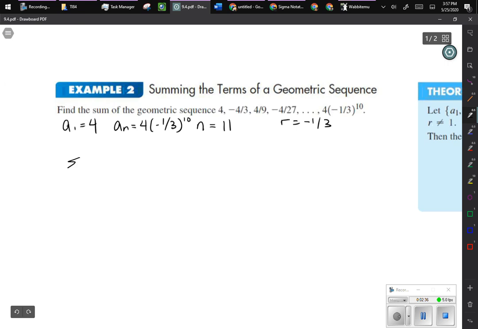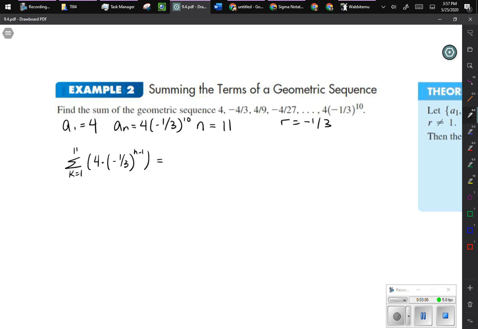So our summation from k equals 1 to 11, and our first number is 4, so this would be 4 times my common ratio, negative 1/3, raised to the n minus 1. All right, so that's my explicit definition of this geometric sequence. Again, this is from 9.3.